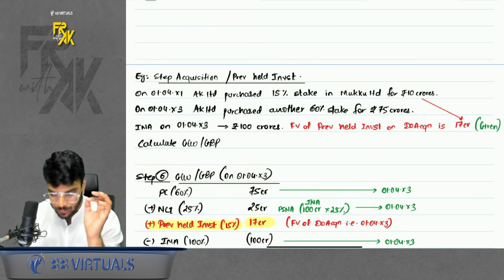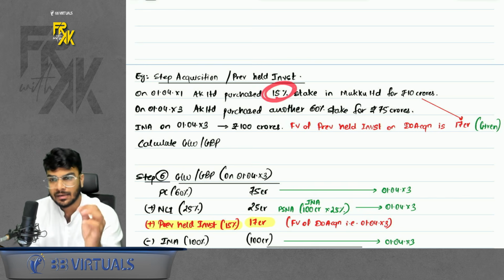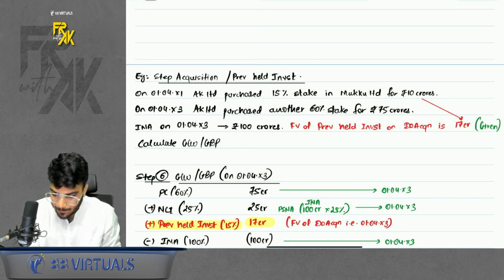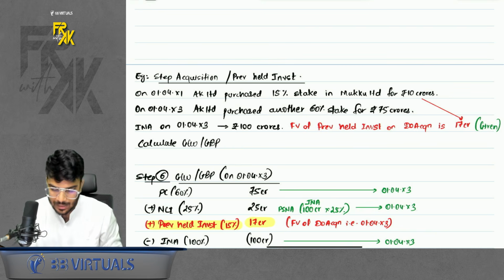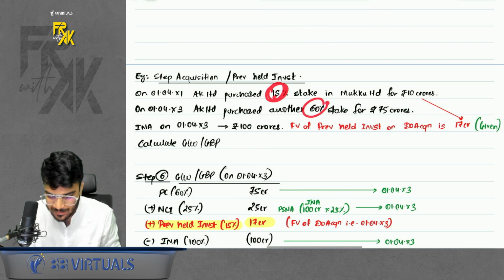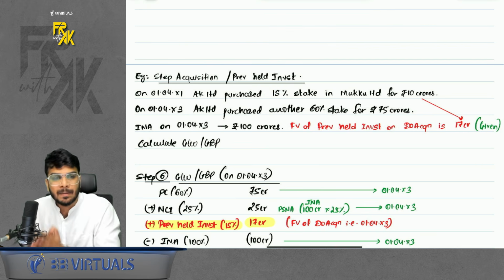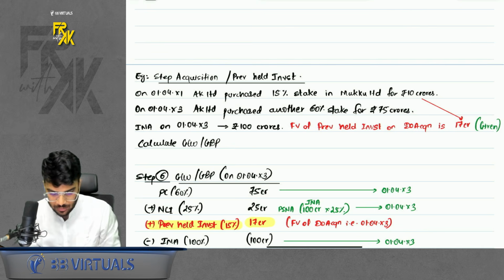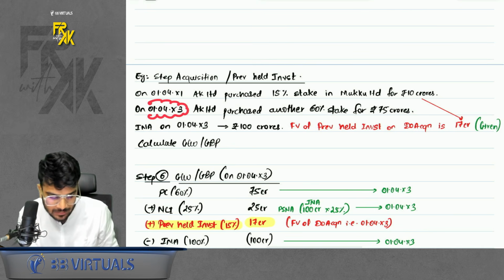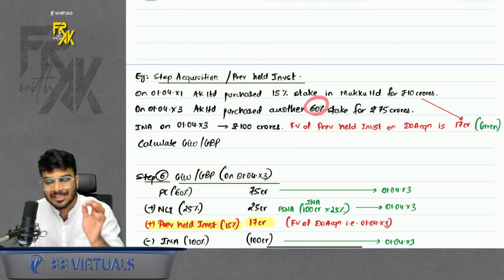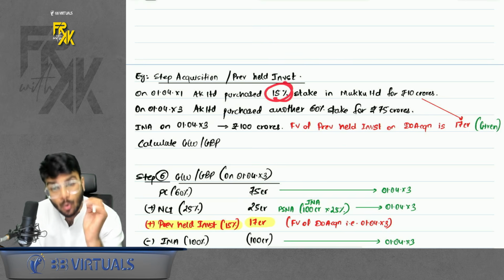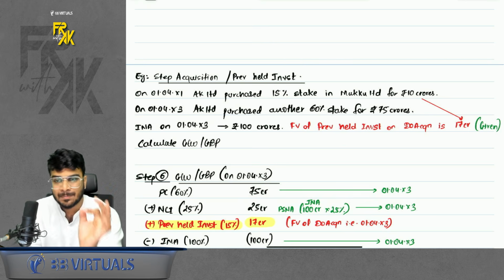Now, if you look carefully, in the first 15% stake, did I obtain control? The answer is no. But as soon as I obtained the 60%, did I obtain control now? Yes. I have the 15% also, I have the 60% also. So when will you start preparing the CFS on day 1? Your day 1 date of acquisition will be 1st April 13. Today you acquired only a 60% stake. Whatever stake you had before the 60% is known as previously held investment.